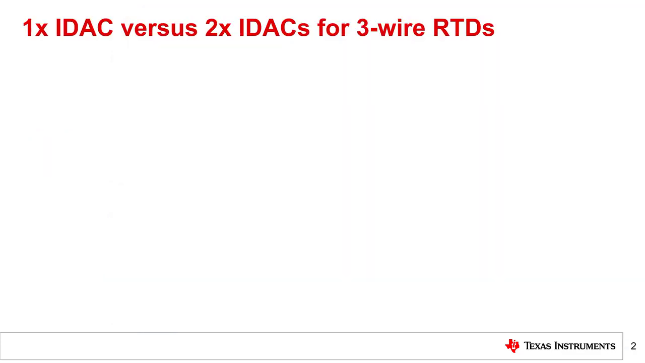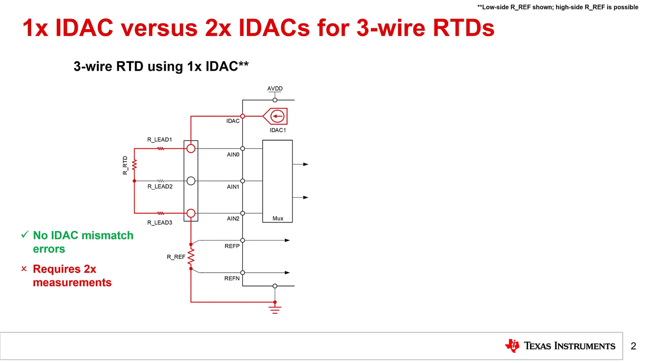As discussed in a previous Precision Labs module, 3-wire RTD systems can use 1 IDAC or 2 IDACs for automatic lead cancellation. Each of these methods has advantages and disadvantages. On the left is a 3-wire RTD system that uses a single IDAC to bias the RTD. This implementation has the benefit of eliminating IDAC mismatch errors because only 1 IDAC is used.